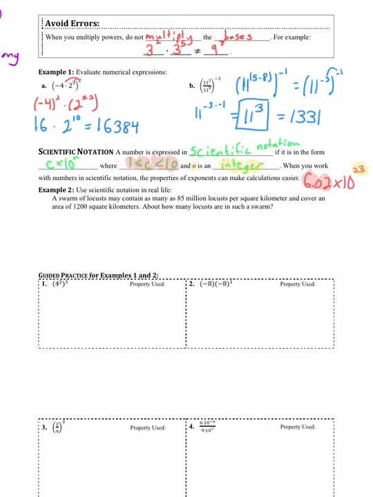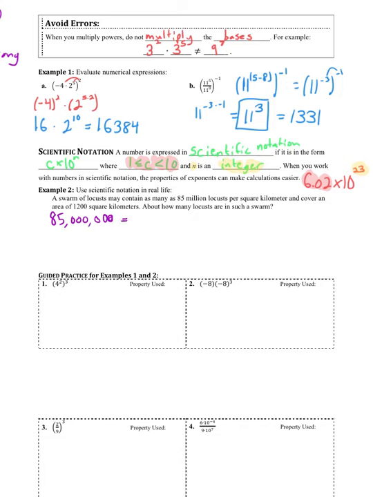One more example to look at, and then I'm going to give you guys a couple minutes to work on these 4 problems. A swarm of locusts may contain as many as 85 million locusts per square kilometer, and it covers an area of 1,200 square kilometers. So how many locusts are there in the total swarm? So first, 85 million locusts is going to look like that, 85 million.